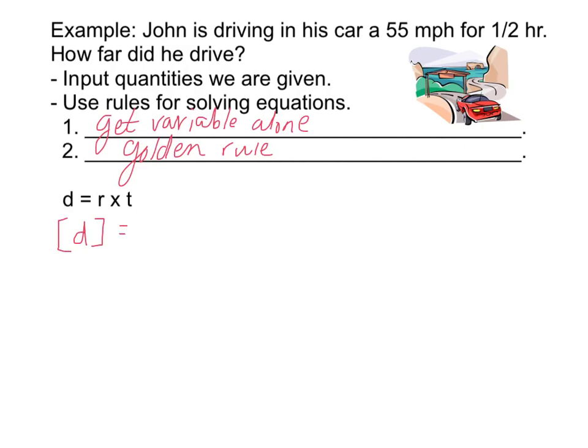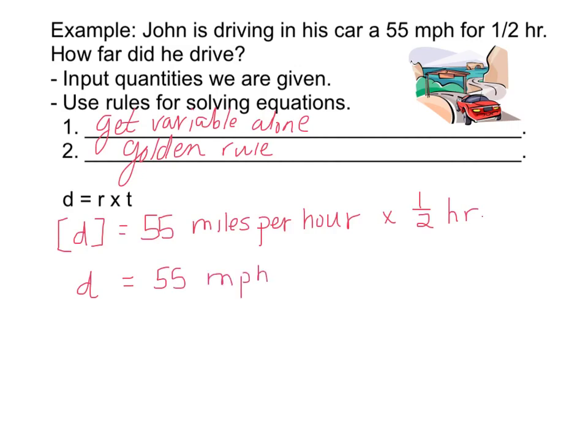Do we have a rate? Yes, we have 55 miles per hour. And do we have a time? Yes, we do. We have 1/2 hour. Now, to make this problem a little simpler to work with, I'm going to convert that half hour into a decimal, which is going to give me D equals 55 miles per hour times 0.5 hours.